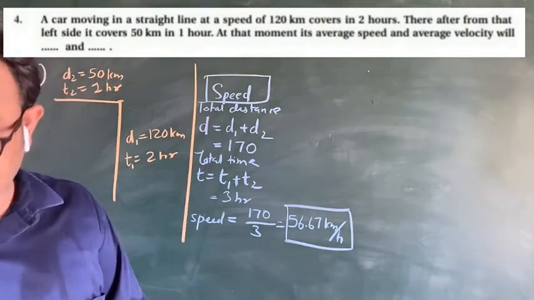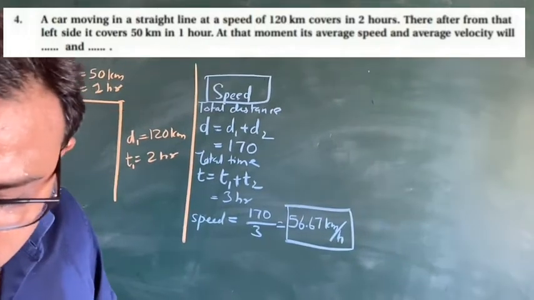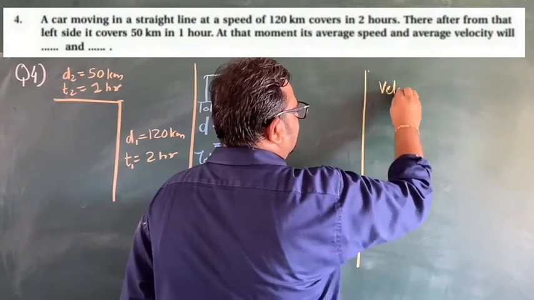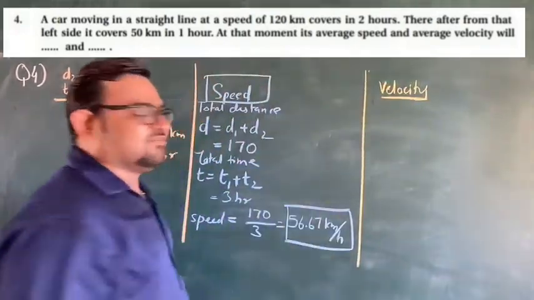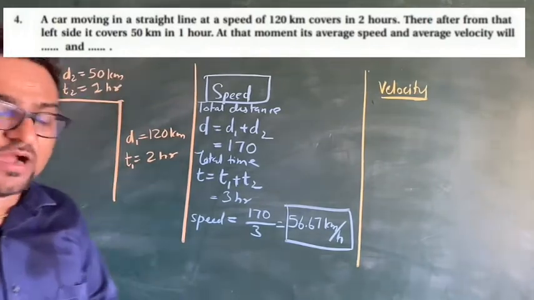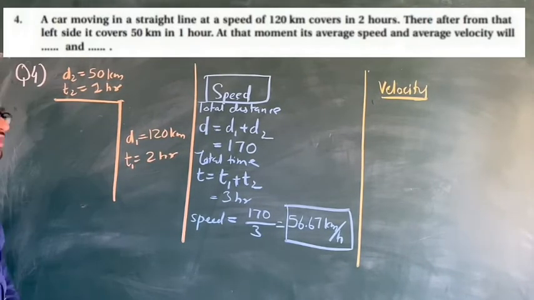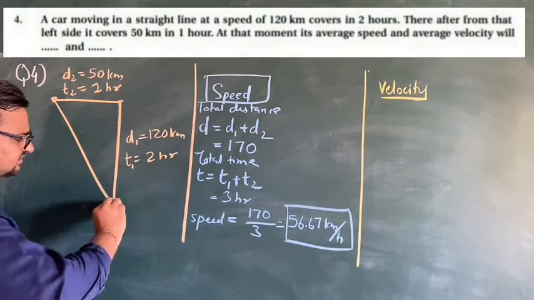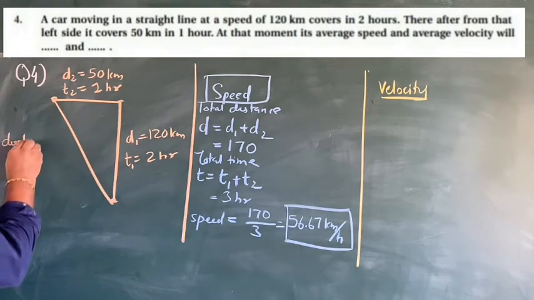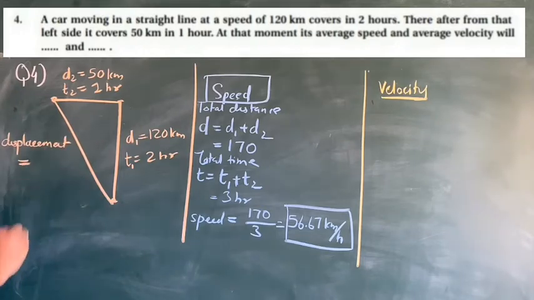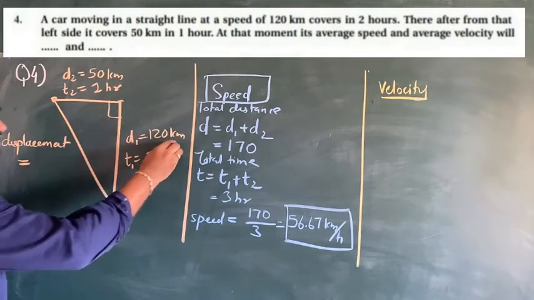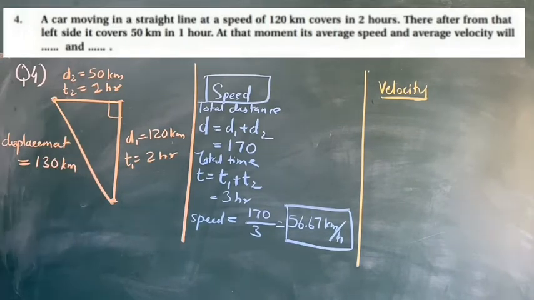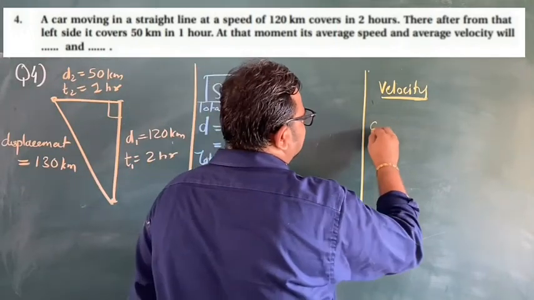Now let's find the velocity. What is the formula for velocity? Displacement upon time. So what is displacement? The shortest distance between the initial position and final position. So this is the displacement, and this is equal to, we can use Pythagoras, 120, 50, so this will be equal to 130 kilometers.